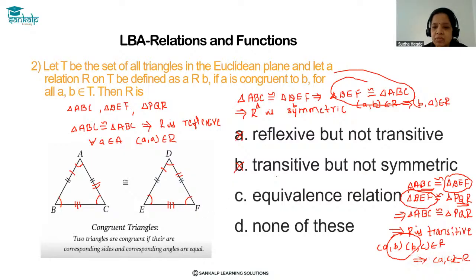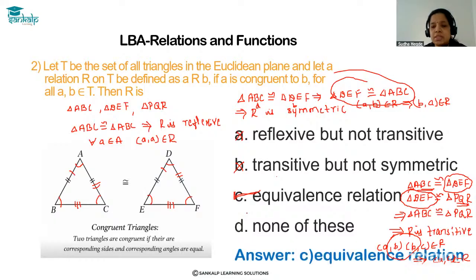Third option, equivalence relation. Since R is reflexive, symmetric, and transitive, it is an equivalence relation. Therefore, option C is correct. So, the final answer is option C, equivalence relation.